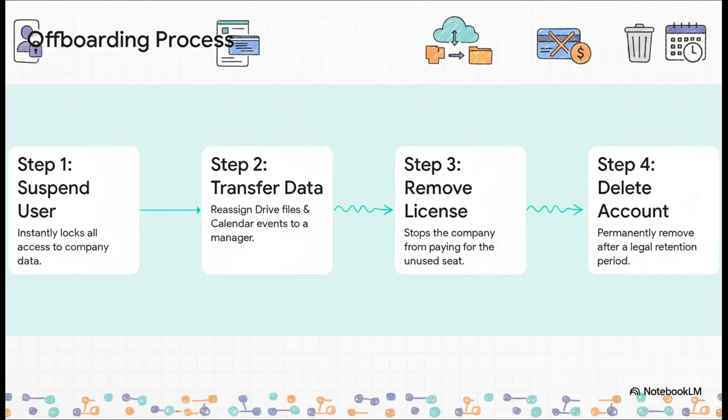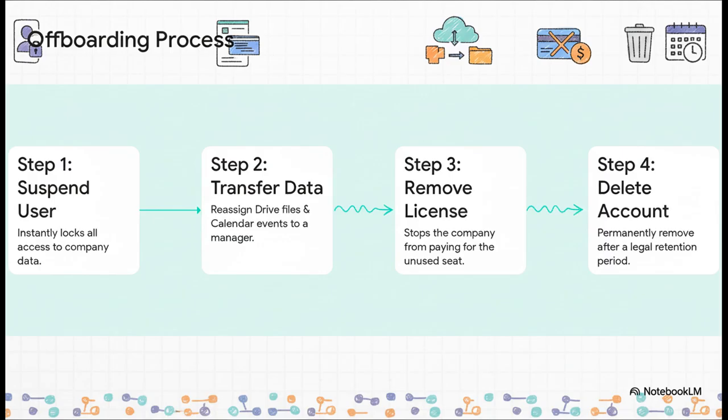Now, what you're seeing here is one of the most critical workflows for any admin. Getting this wrong can be an absolute disaster. Offboarding is not just one click, it's a very careful process. So, step 1, suspend. This is the first thing you do. It instantly cuts off all their access, email, Drive, everything. It's like changing the locks the second they walk out the door.